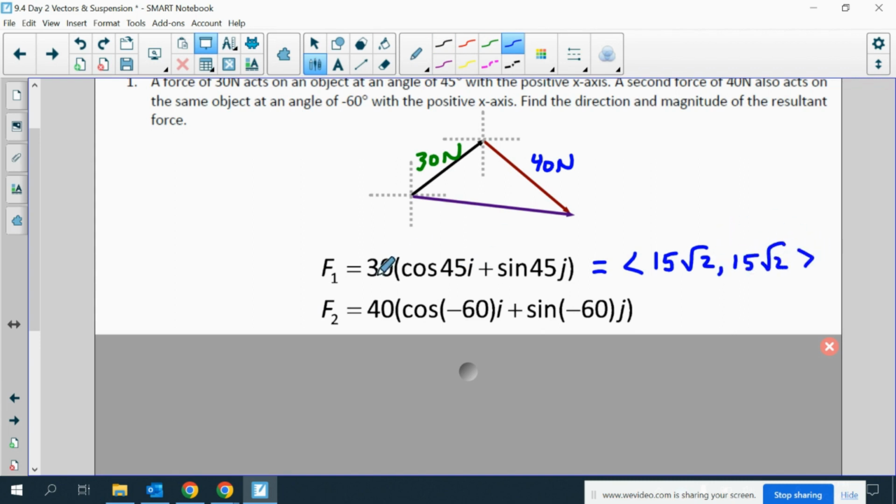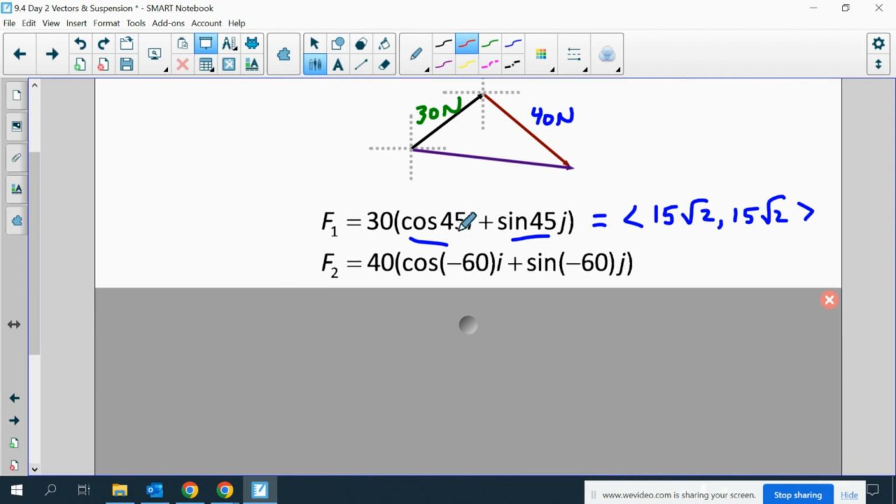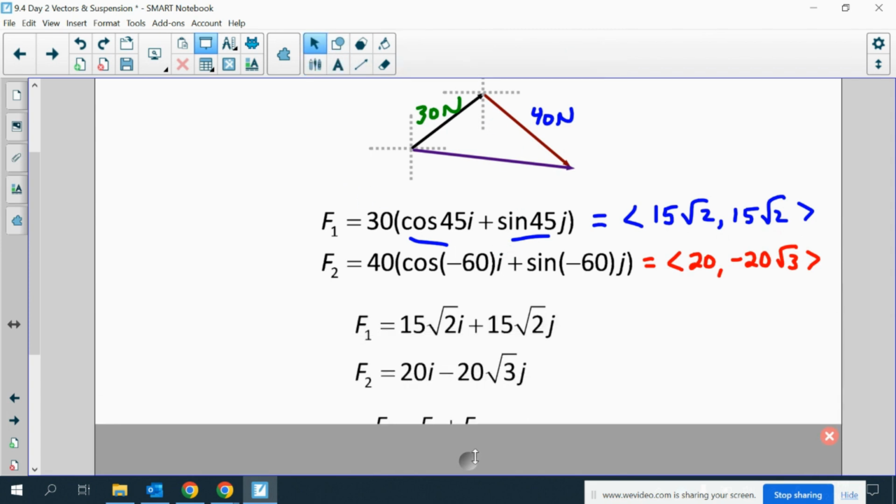And notice that I probably should know the cosine and sine of these things, and I probably don't have to write it if I have an awareness of what the sine and cosine of our major angles are. But if we end up getting some nastier angles, then you're probably going to have to use a calculator or write this stuff out. Now, when I'm dealing with the cosine and sine of negative 60, I'm going to end up with 20 and negative 20 root 3. So then I just add these two forces together.